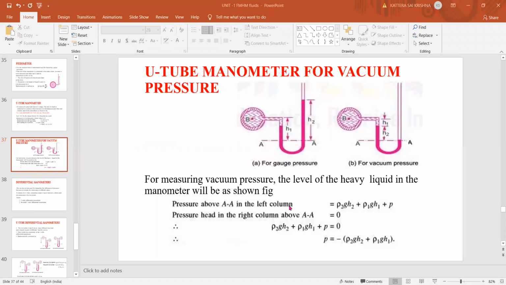Okay. Next, we know that at the datum, the left column pressure and the right column pressure will be equal. So equate those two. In the left column, rho 2 GH2 plus rho 1 GH1 plus P, the left column pressure, is equal to the right column pressure, which is 0. Then you'll get P equal to minus of rho 2 GH2 plus rho 1 GH1. Since it is vacuum pressure, it will always be below your atmospheric pressure, right? So that's why you'll get minus here if it is a vacuum pressure.